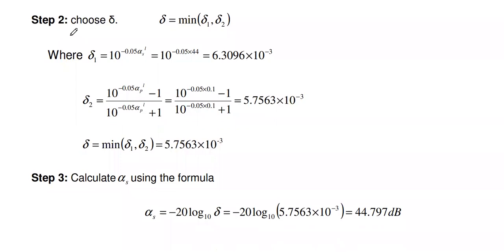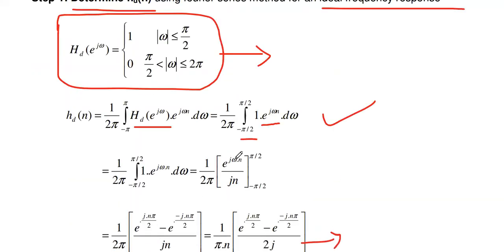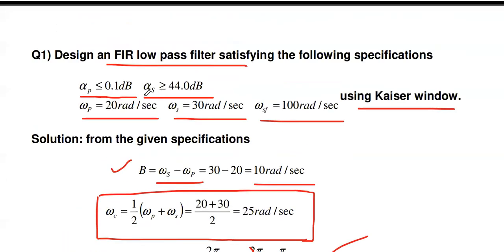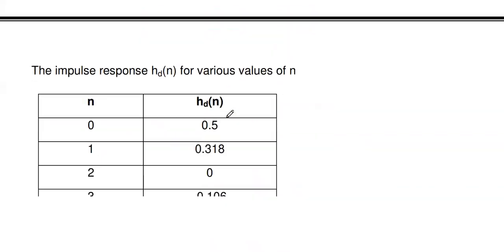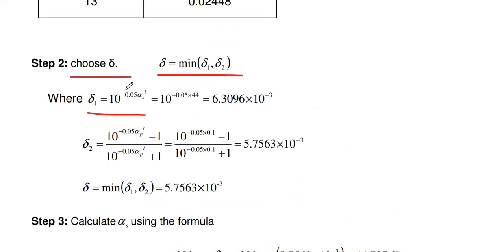Then the next step is we have to choose delta. Delta is nothing but the minimum value of delta 1 and delta 2. So what is delta 1? 10 to the power minus 0.05 alpha s. Here in our problem, the stop band attenuation is given. What is alpha s? Alpha s is 44 dB. Alpha p is 0.1 dB. So you just substitute the alpha s value here: 10 to the power minus 0.05 into 44. You just find the answer.